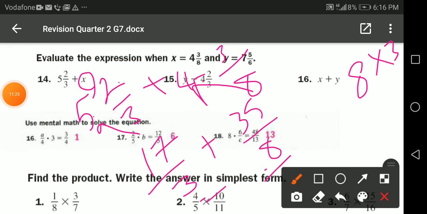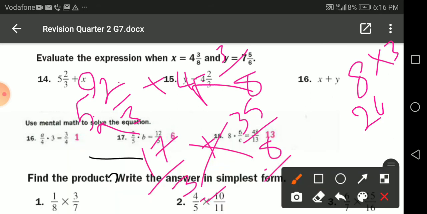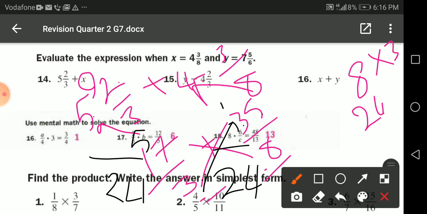So 24. We have here 24. Then take the 24 and make cross multiplication. I will write it with another color to make it clear. So you have here 24 and we have here 24. Then cross multiplication: 3 times 35. 3 times 5 is 15, carry 1. 3 times 3 is 9, and 1 is 10.